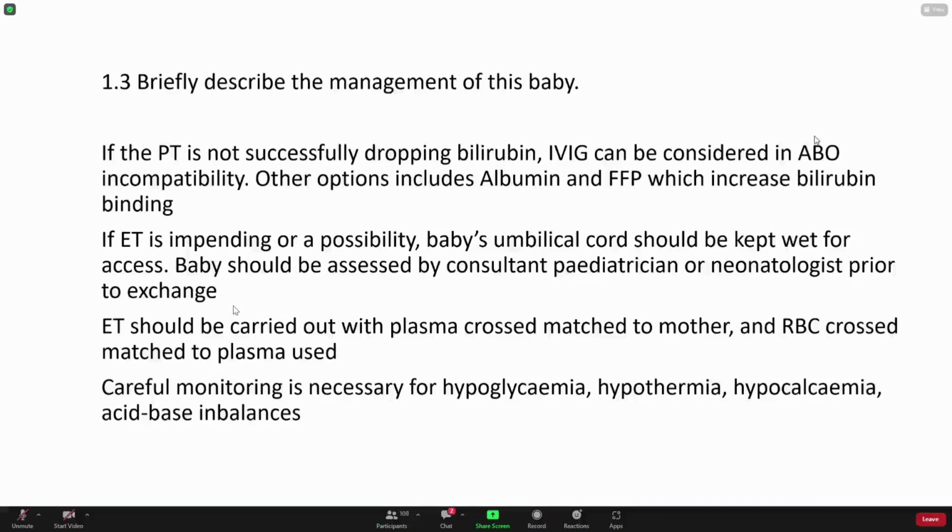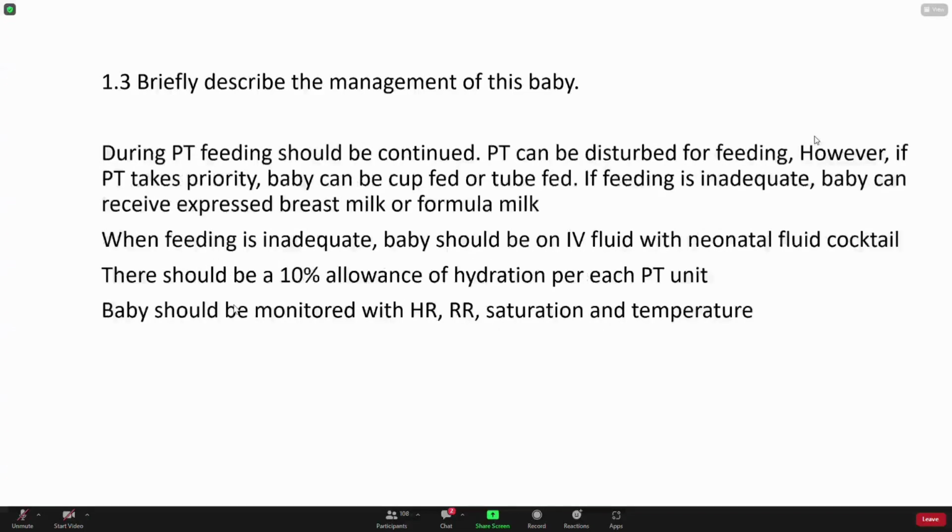If you write about this, it would also carry a little bit of marks. Then the important thing is feeding. During phototherapy, feeding should be continued. Phototherapy can disturb breastfeeding. However, if phototherapy takes priority, the baby can be cup fed or tube fed.